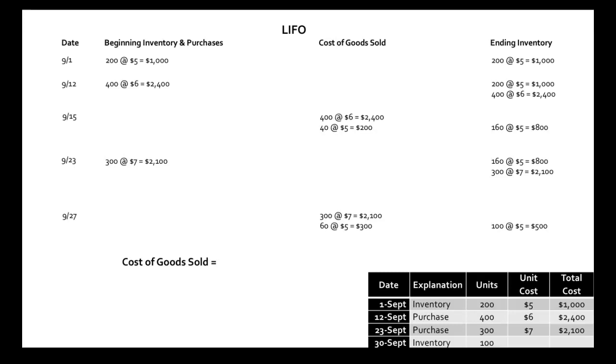Now our cost of goods sold. Same setup. We just want to add up all of the total amounts from our sales. So 2,400 plus 200 plus 2,100 plus 300. And we see that our cost of goods sold under LIFO is $5,000. Ending inventory, we just take the 500 from our final day, right? We take the total amount from the final day, and that's our ending inventory.